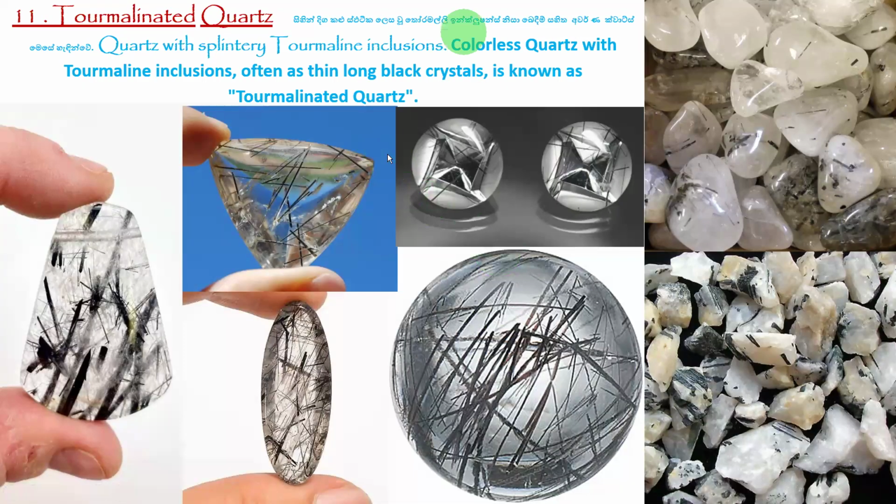Tourmalinated quartz. Inside this quartz, there are tourmaline crystals, hair-like tourmaline inclusions. See the rough? Those hair-like inclusions are tourmaline inside the quartz. See, tumbled stones, rough stones after tumbling. These are very beautiful. So we need to find and cut like this because the European people like these gemstones.